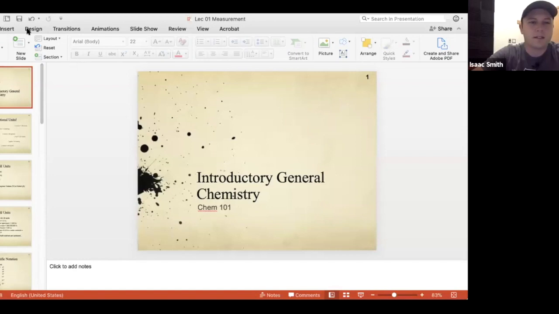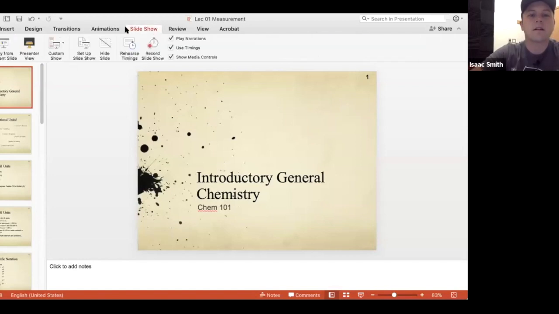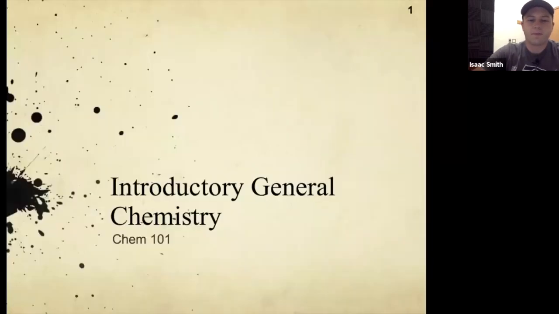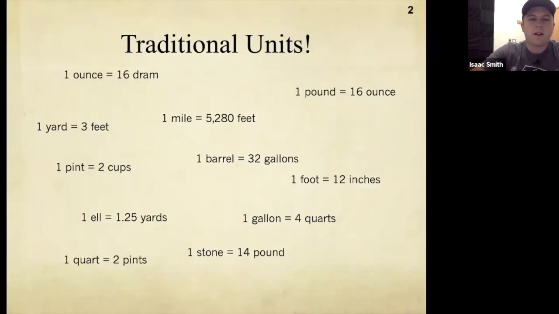All right, let's get this started. So you may be used to units. Traditional units that you see are ounces, yards, pints, cups, right? All these different units. And a lot of times we're converting between different units, go from pints to cups, or liters to gallons or whatever.